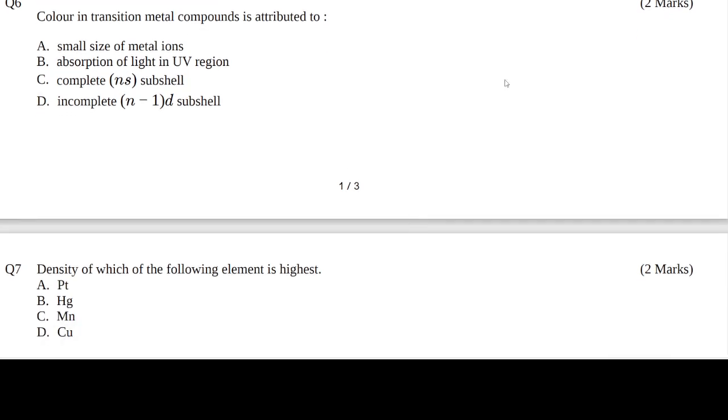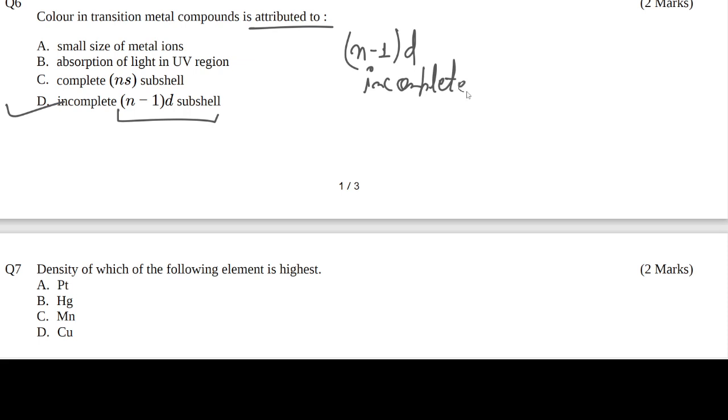Color in transition metal compounds is attributed to what? The question is why transition metal compounds show color. The first option, the small size of metal ions, is no. Absorption of light in the UV region is also not the correct option. Complete ns subshell is not the case, but option B is correct, that the penultimate shell is incomplete. The electrons present in the (n minus 1) d subshell are incomplete, and due to this, transition metal compounds show color.